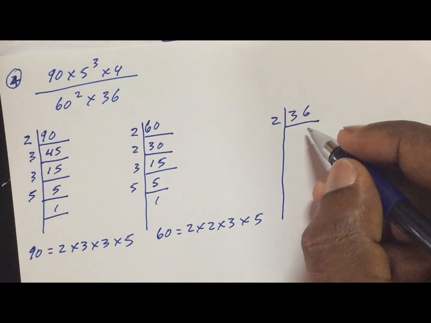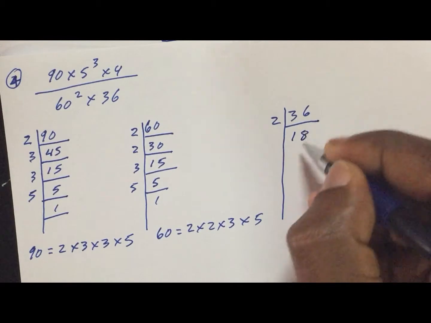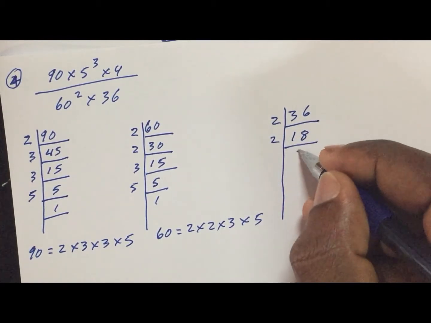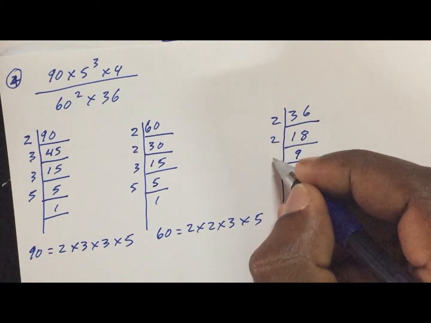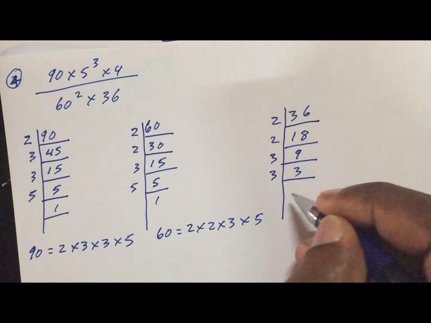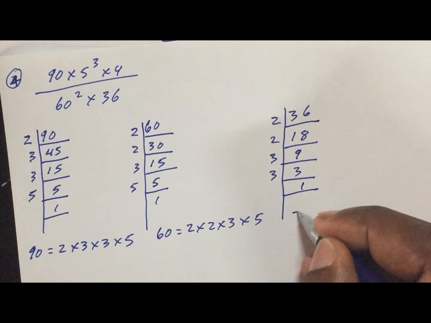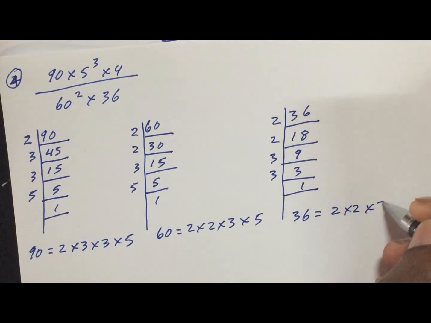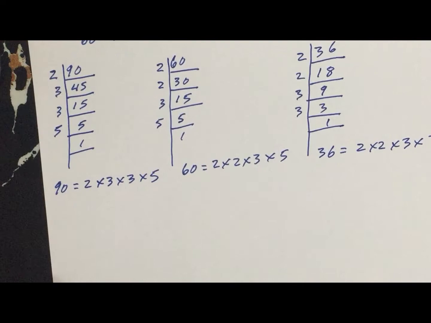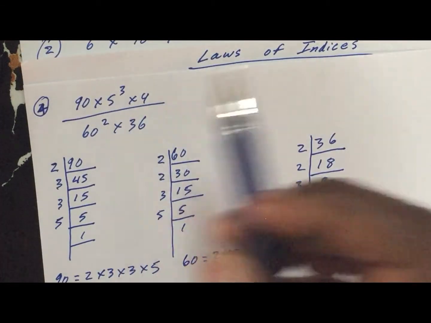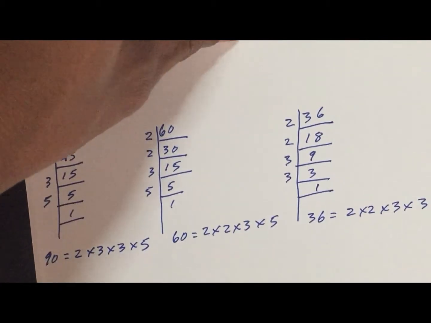36 divided by 2 gives us 18. 18 divided by 2 gives us 9. 9 divided by 3 gives us 3. And 3 divided by 3 gives us 1. So 36 is equal to 2 times 2 times 3 times 3. So now we go and substitute all of this back into our original function.